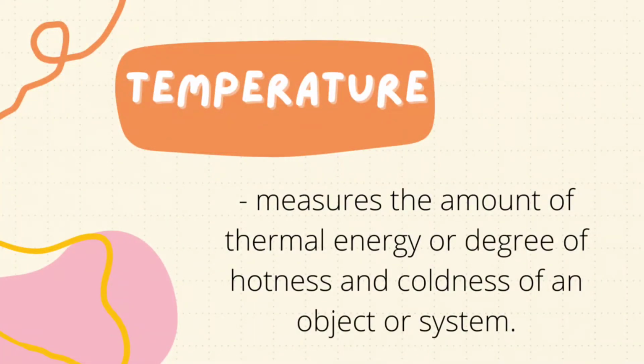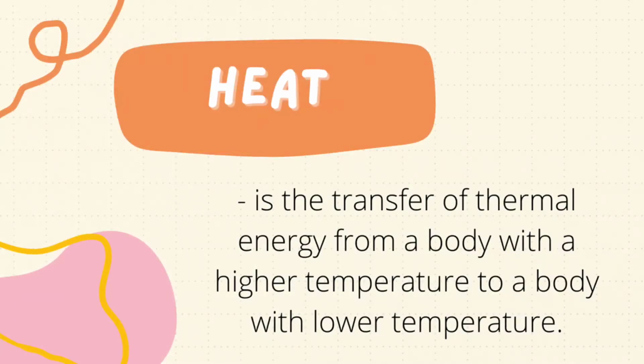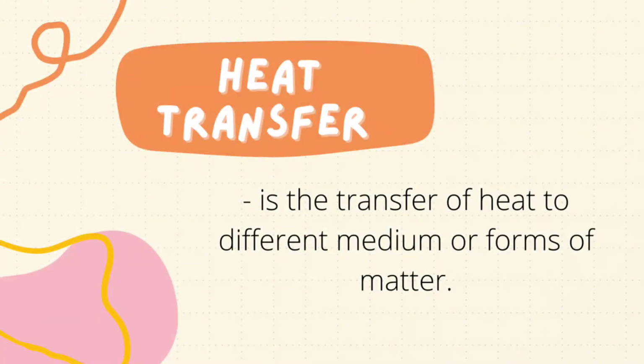Temperature measures the amount of thermal energy, or the degree of hotness and coldness of an object or system. An instrument called a thermometer can be used to get the temperature. Heat is the transfer of thermal energy from a body with a higher temperature to a body with a lower temperature. It is also a form of energy that refers to the thermal energy that is in transit, or in the process of being transferred. And the last term is heat transfer.